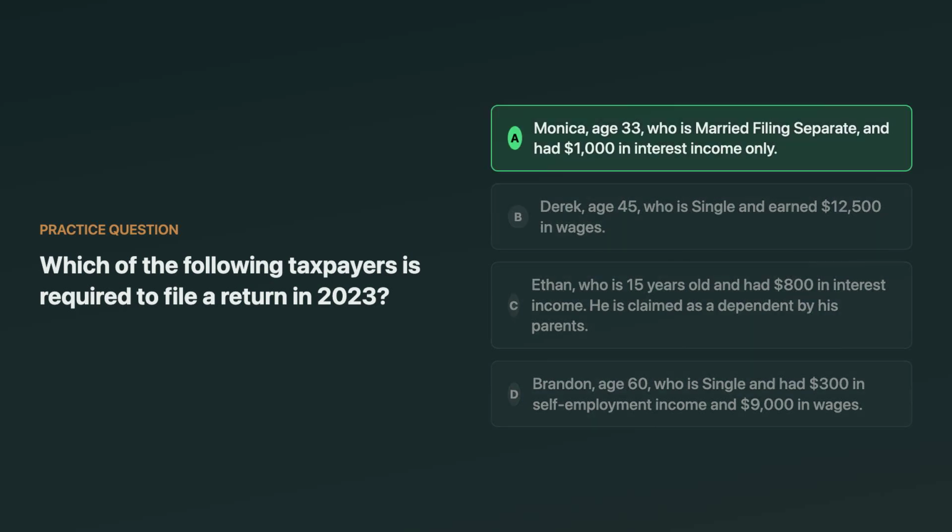The correct answer is Monica. Married filing separately has a very low filing threshold, generally $5 of gross income, so $1,000 of interest means she must file. Derek is tempting, but $12,500 can be under the standard deduction threshold for filing, depending on the year's amounts and facts.